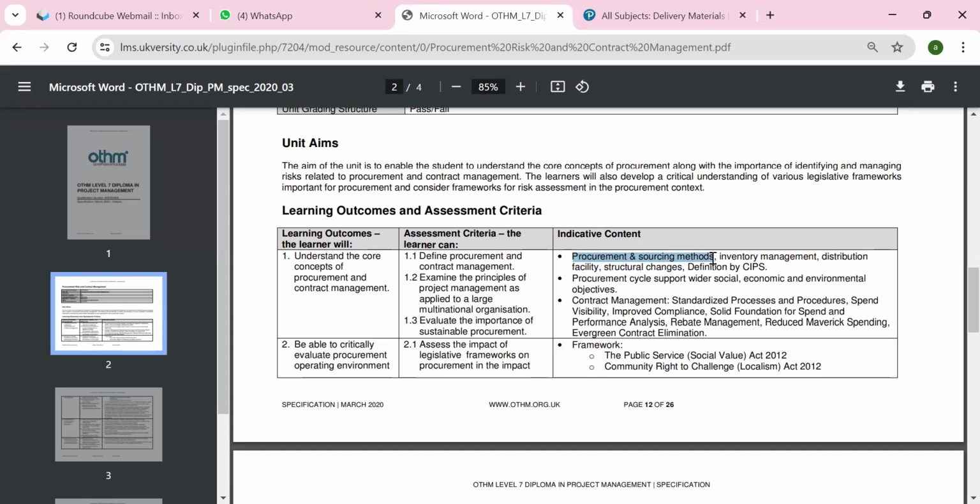structural changes, and define CIPS, which is the Chartered Institute of Purchasing and Supply. We'll go through the procurement cycle, the social and economic environment, contract management, and standardized SOPs. We will be discussing standard operating procedures, compliance, why it is important in any organization, performance analysis, rebate management, reducing spending, and we'll go through evergreen contract elimination. That's all in our discussion.